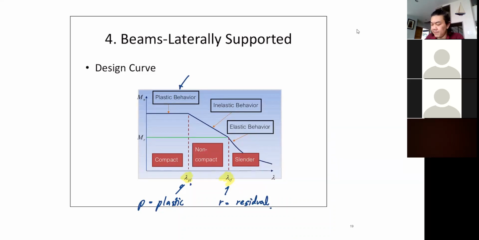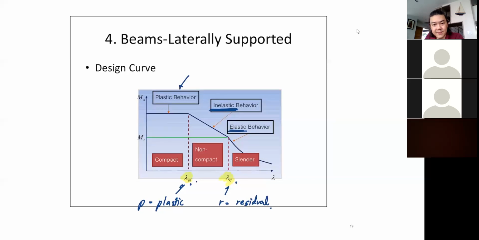Okay, if the slenderness ratio of your element is greater than lambda p, but not lambda r, you will fall into the second zone where the behavior of your section becomes inelastic. Or if you now have an element with a slenderness ratio so large that it also exceeds this limit, you will fall into elastic behavior.